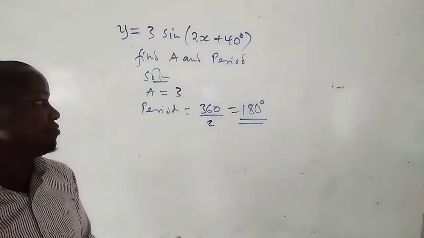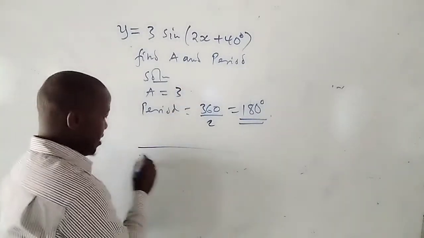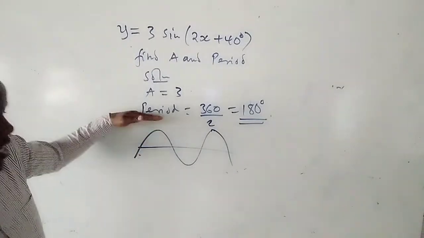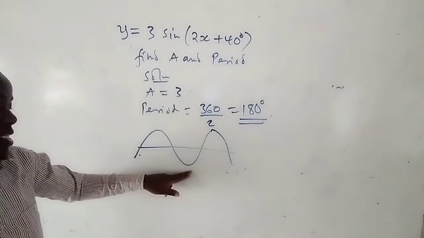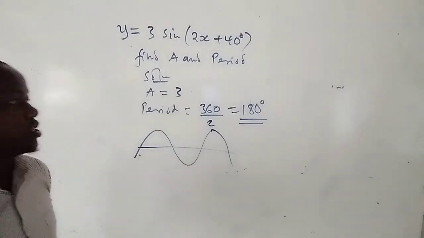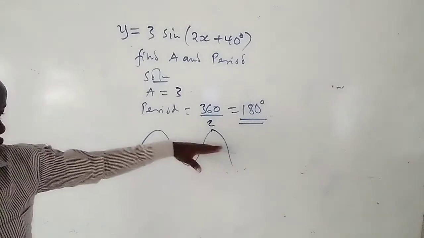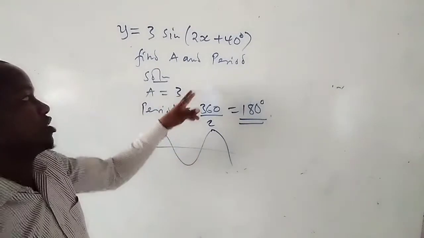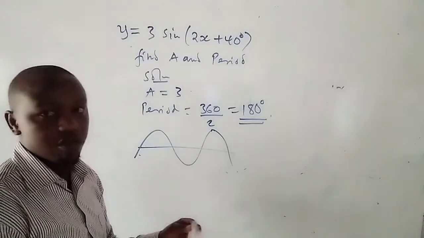Amplitude is the maximum displacement of the wave, either on the upside or on the downside. So the highest it can go or the lowest it can go from the mean position is what we call the amplitude, and for this one it's 3 units. So that's how we go about it.